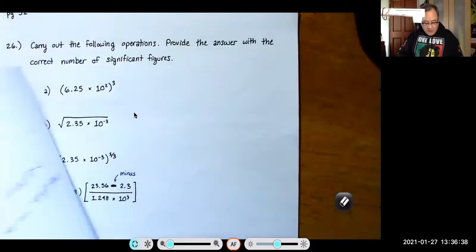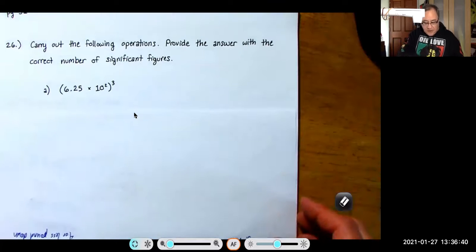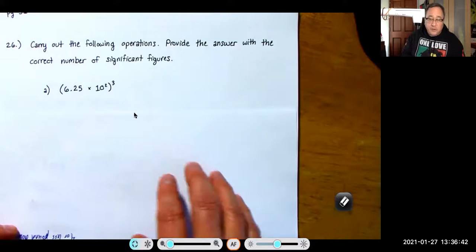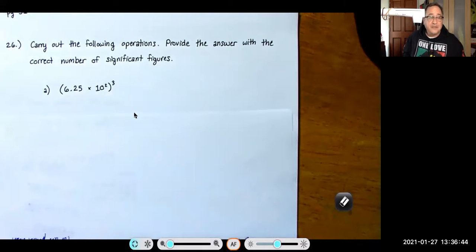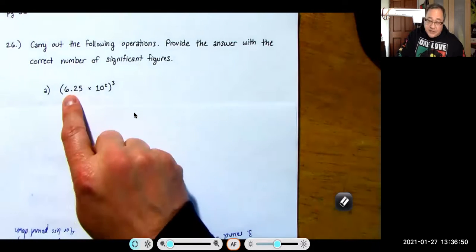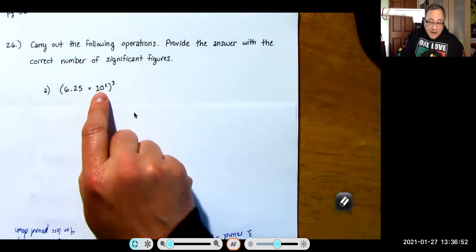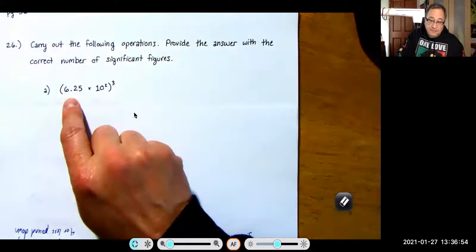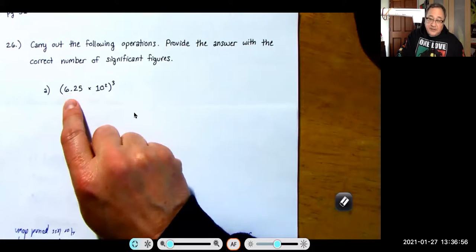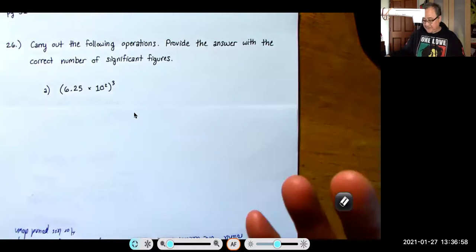Okay, so in the next problem, you can see that we don't have any addition or subtraction. We're only going to use multiplication rules here. And for the multiplication rules, since we have 3 significant figures here, and we don't use 10 to the power for sig figs, we just use the number part. Since that has 3 sig figs, we get 3 sig figs.